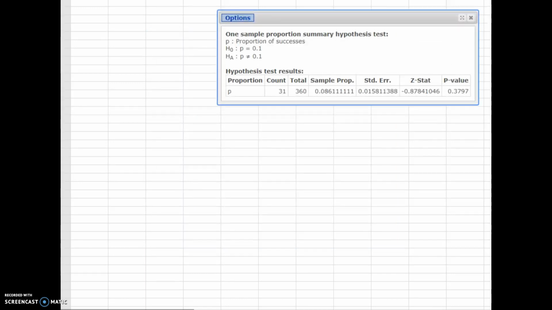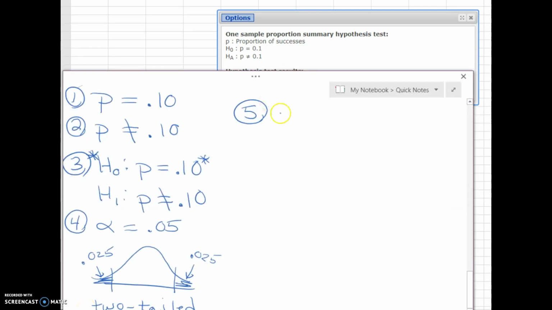And then compute. And then my test statistic is negative 0.878, and my p-value is 0.3797. And they've taken that area in one tail and doubled it to get the two tails. So I've got negative 0.878 and 0.379. So my z-test statistic is negative 0.88. And then step 6 is find the p-value, which I did with StatCrunch, is 0.3797, so it'll be 0.380.